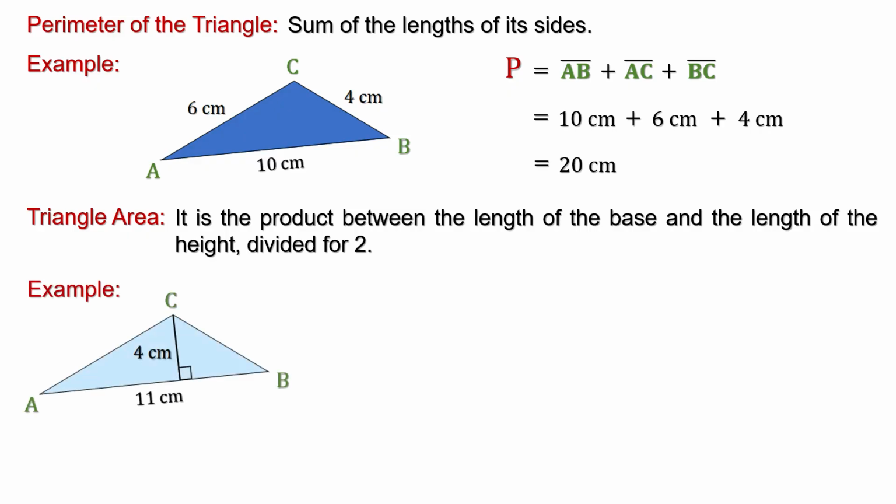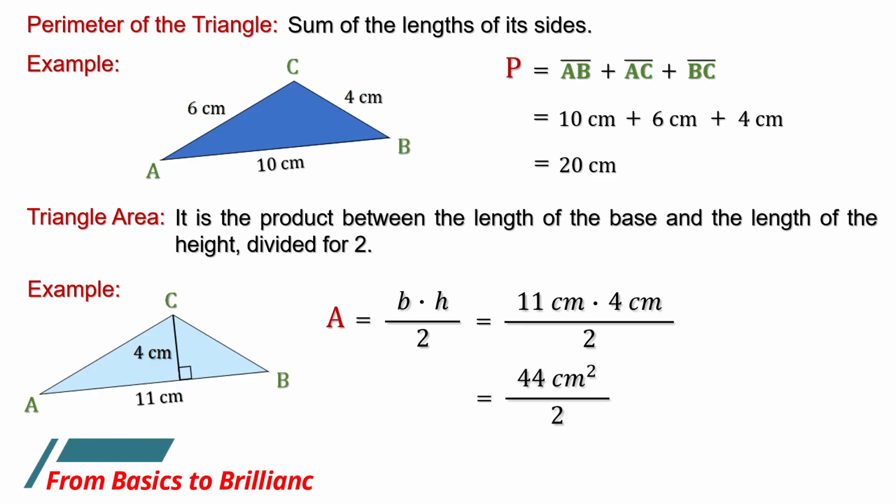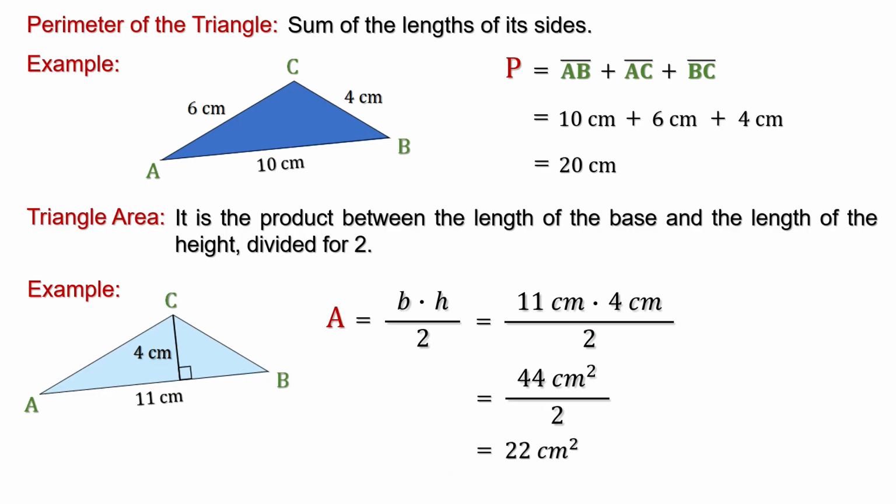For example, we have triangle ABC, whose base length is 11 cm and height length is 4 cm, as shown in the figure. Then, applying the formula and replacing the elements with their respective values, we get 11 cm times 4 cm divided by 2. Calculating the product, we get 44 cm squared divided by 2. And calculating the quotient, we get that the area of triangle ABC is 22 cm squared.